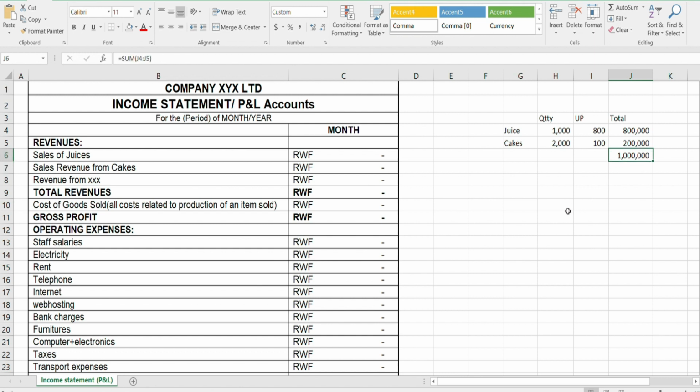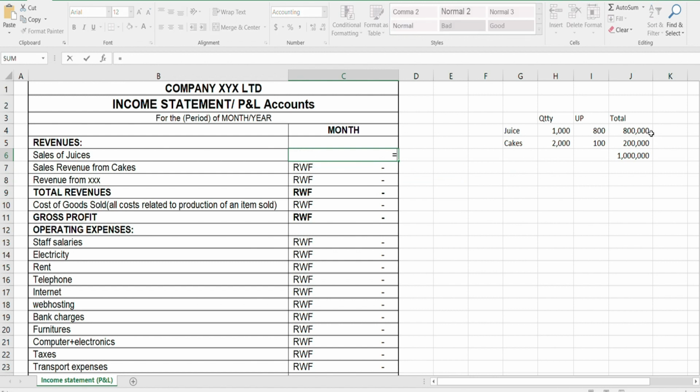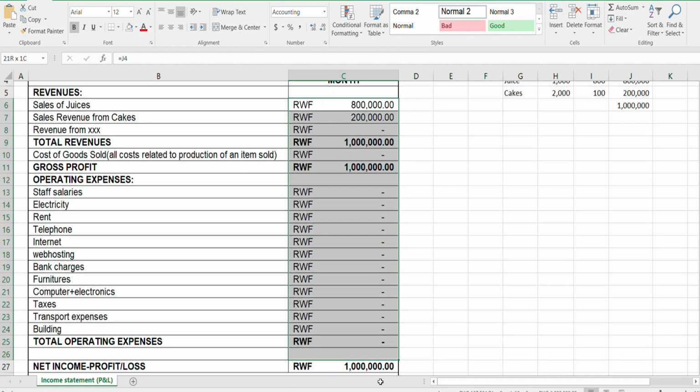So you see, income statement is easy because it's only recording whatever you have in your books or whatever you have recorded in cash from sales. So by looking at these examples, we have 800,000 realized from the juices sold for a given period of a month. And from cakes, we have also 200,000. You see that here we have 1 million. Let me remove those zeros after the comma.